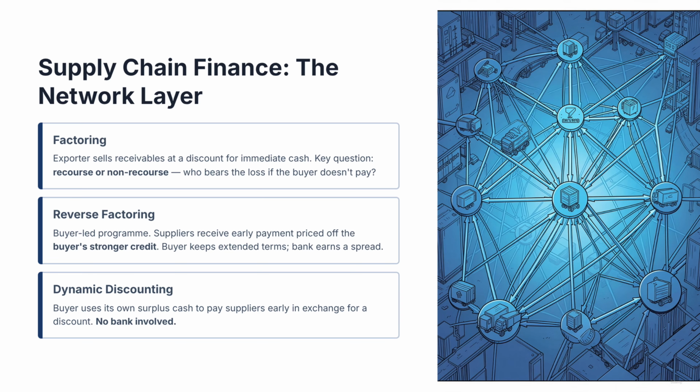The fourth category extends the timing solution across the entire supply chain, not just one buyer and one seller, but entire networks of suppliers. Factoring is where the exporter sells its receivables to a bank or specialist factor at a discount, receiving immediate cash rather than waiting for the buyer to pay. The factor then collects from the buyer at maturity. The key question is whether the arrangement is recourse or non-recourse, that is, who bears the loss if the buyer does not pay.